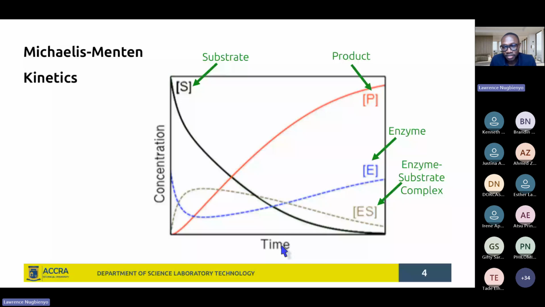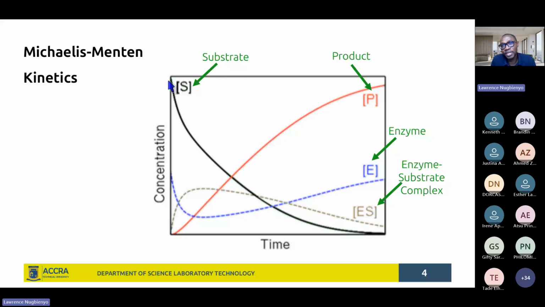And the observation by Michaelis and Leonora was that, if you take a look, you see that substrate concentration was high from the beginning. And you have the red line for product concentration. The product concentration is 0 from the beginning. So there was no product yet. That's the beginning of a reaction, and the substrate was there.